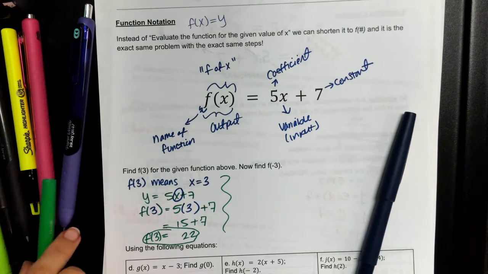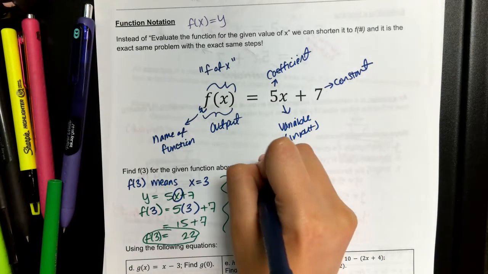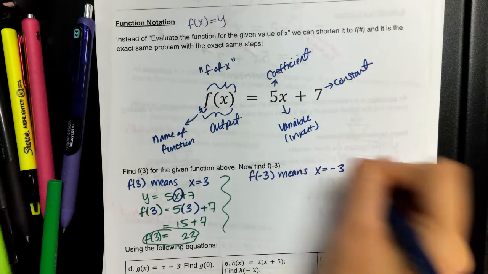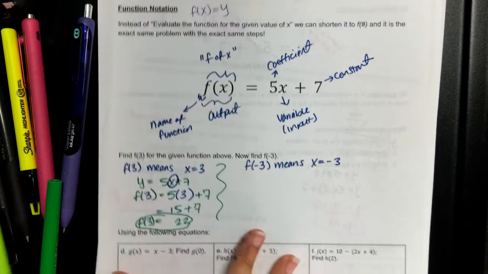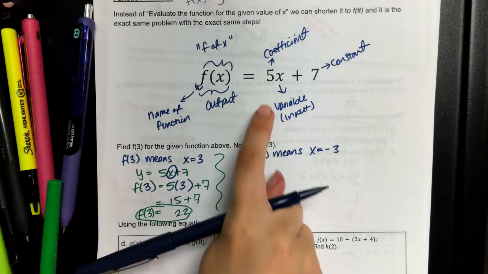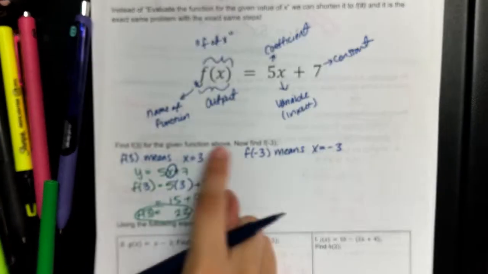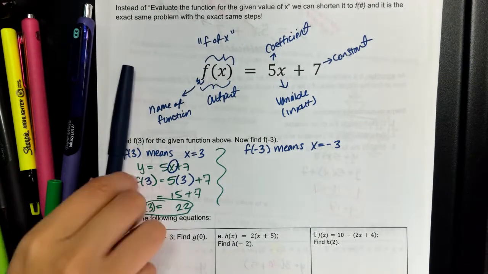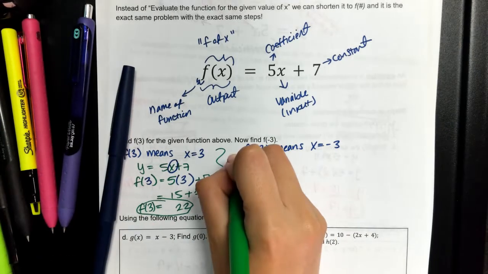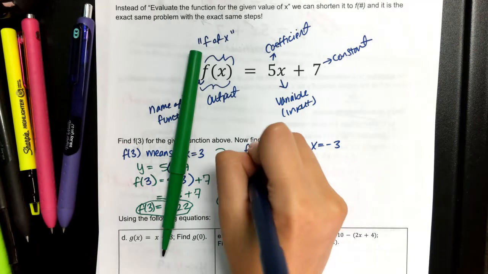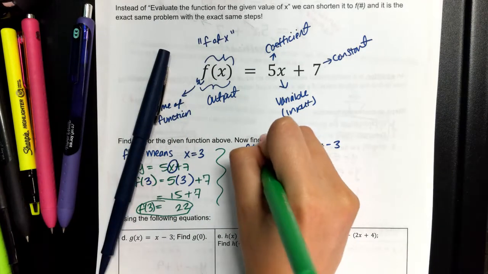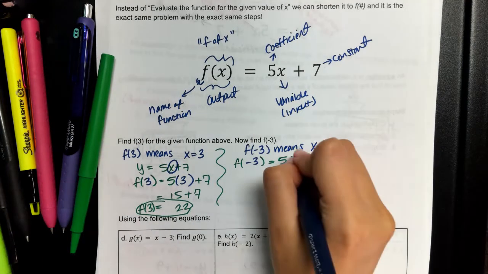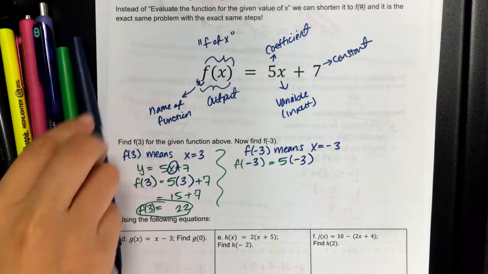Now find f of negative 3. Well, f of negative 3 means x equals negative 3. And we'll solve it the same way. Now, since it still says f, that means we're using the same function. Since they both say f, it says, hey, use a function named f. So the one above here. So we have f of negative 3 equals 5 times, because these are being multiplied, negative 3, my given value, plus 7.